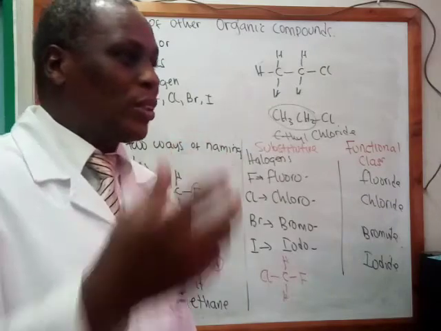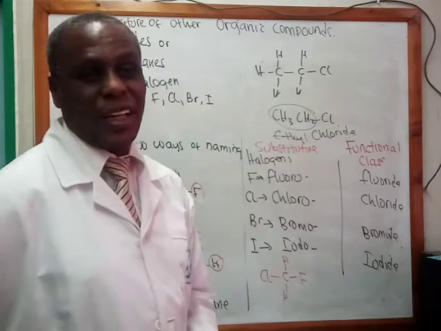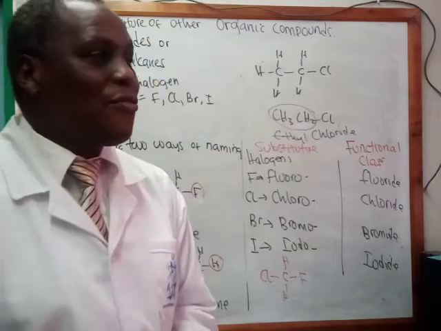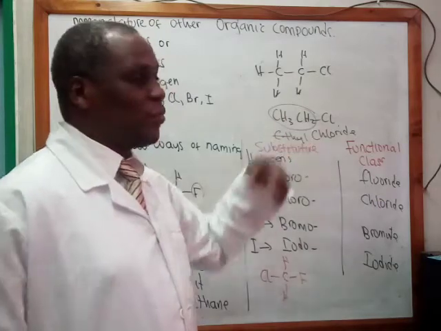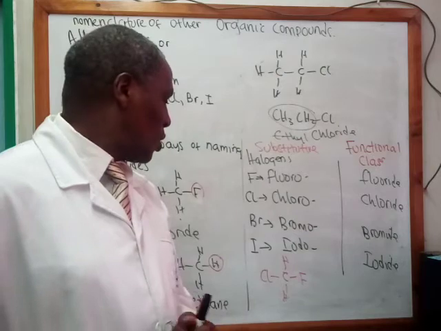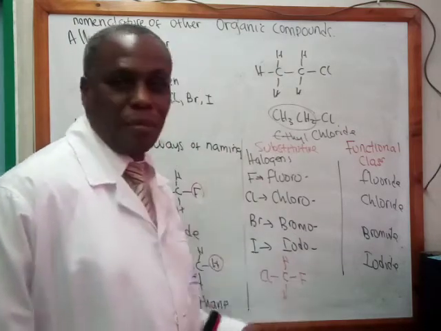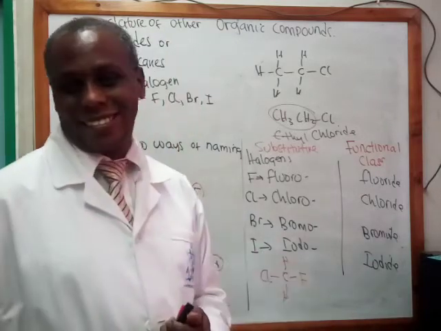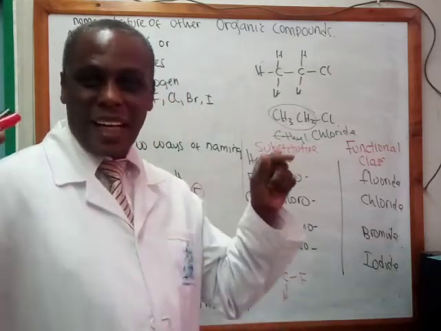So what scientists have said is that in such a scenario, the substitutive nomenclature becomes handy. So when you have at least more than one substituent, you're going to see that the substitutive nomenclature is the preferred way of naming. So this one will be called chlorofluoromethane. Yeah? Chlorofluoromethane. Is it ringing a bell?